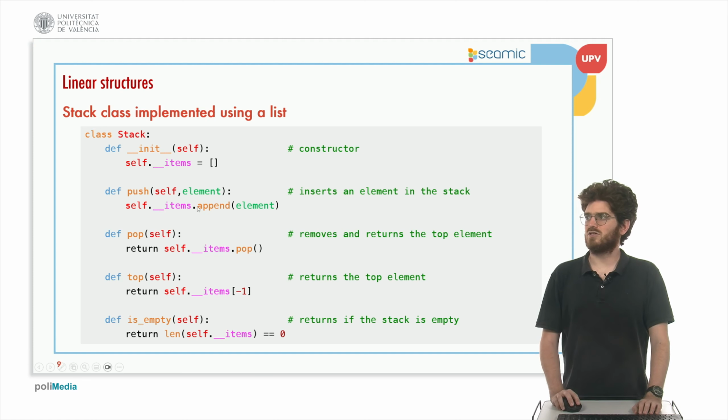Push is very easy. We just append the element to the list. Pop removes the element with the pop method of the list attribute. Top consults the last element and returns it. Of course, these two methods will fail if there are no elements in the list, because this operation will fail and this operation will fail. And finally, we have isEmpty that checks the number of elements in this underlying list to check if there are any elements in the stack.